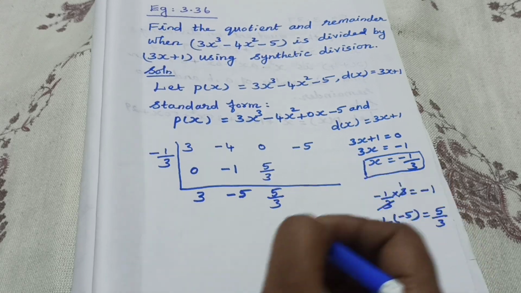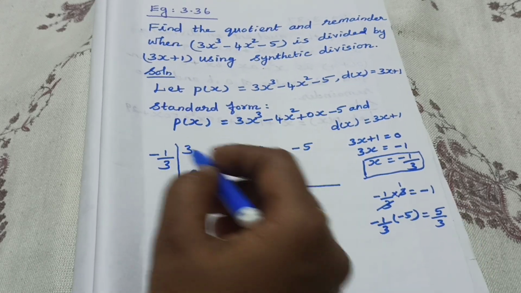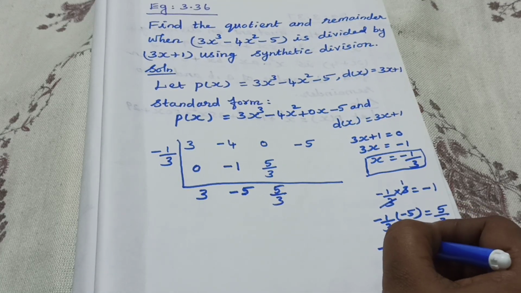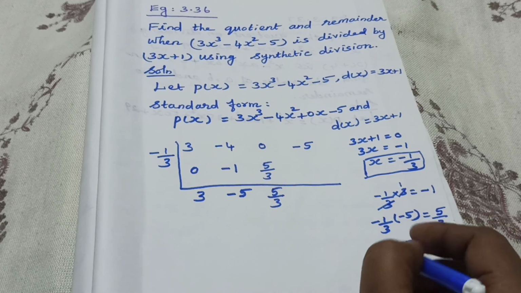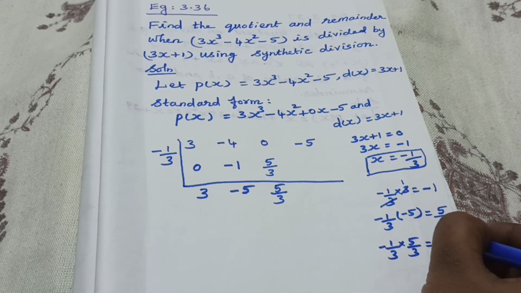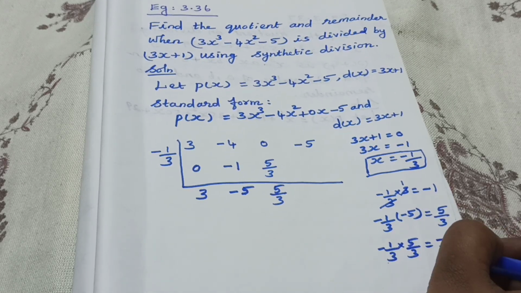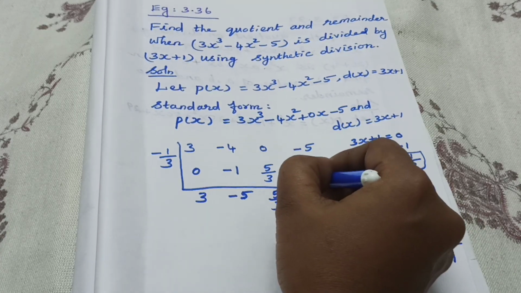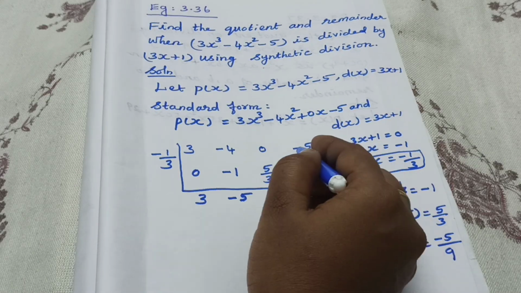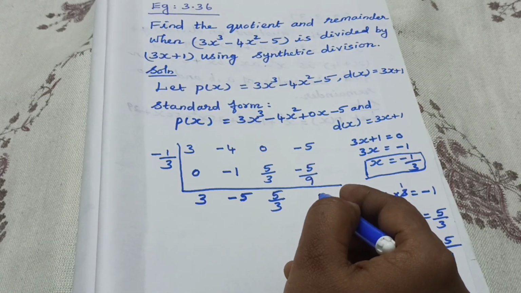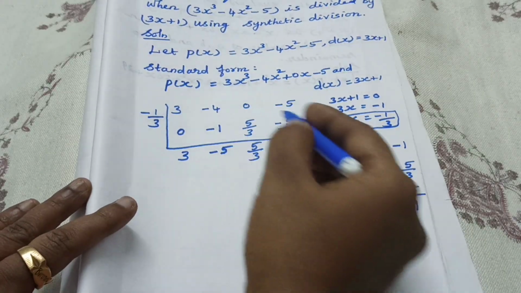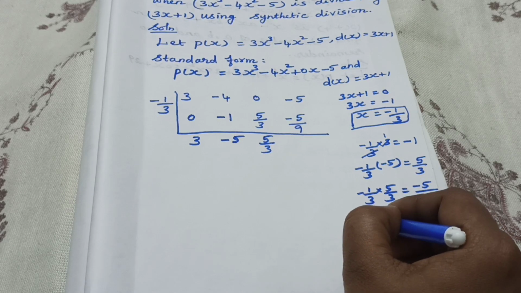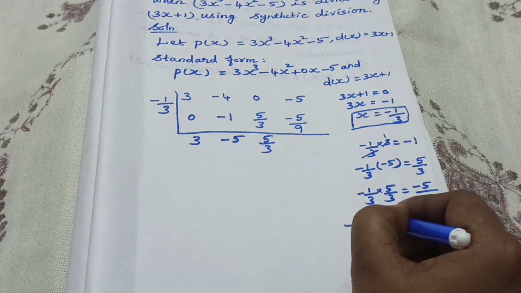Both are also added. Then afterwards this 5 by 3 and this minus 1 by 3 multiply. Minus 1 by 3 into 5 by 3. Minus 1 into 5 is minus 5, divided by 3 threes are 9. That minus 5 by 9 we have to write here. Then afterwards this minus 5 and minus 5 by 9 we have to add. How can we add? Say minus 5, then plus into minus is minus, minus 5 by 9.